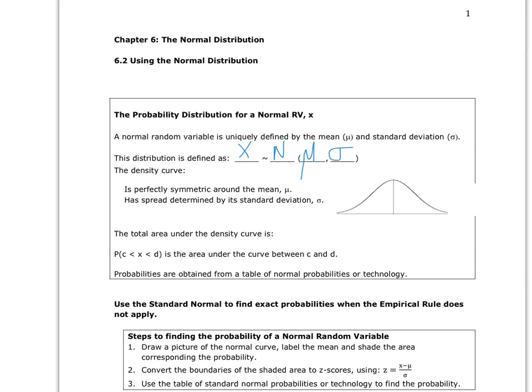Symmetric about the mean, mu, and then the shape, how spread out the curve is and how tall or short it is, is determined by the standard deviation. The total area under the curve is 1, and to find probabilities that the random variable x is in between two values, we find the area under the curve between those two values. All right.